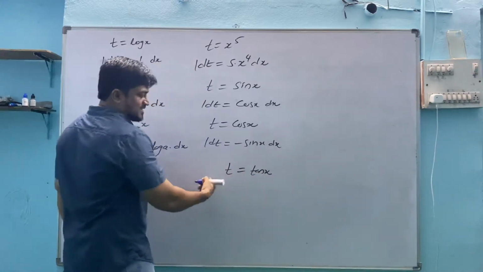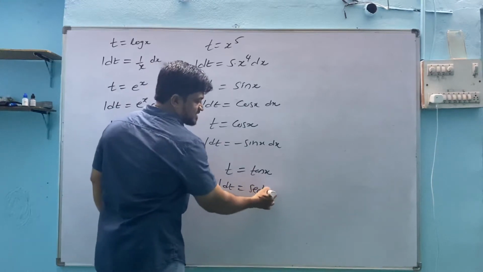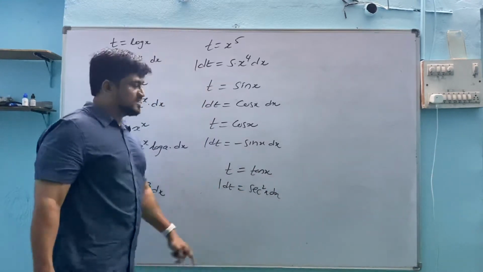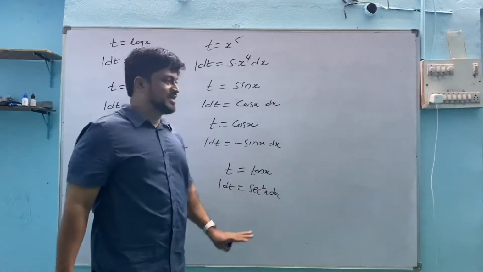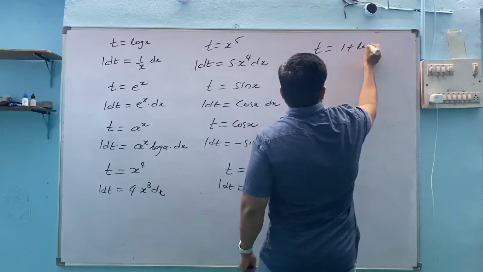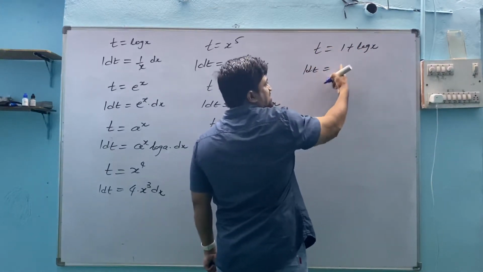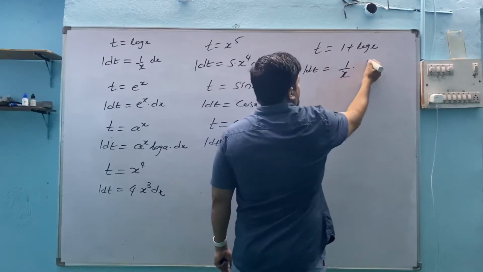If I ask you, what is dt if t is equal to tan x? Immediately dt is equal to secant square x dx. You have to tell me the differentiation value, then dx. If t is equal to 1 plus log x, then dt is equal to 1 derivative 0, no need to write 0. Log x derivative is 1 by x dx.